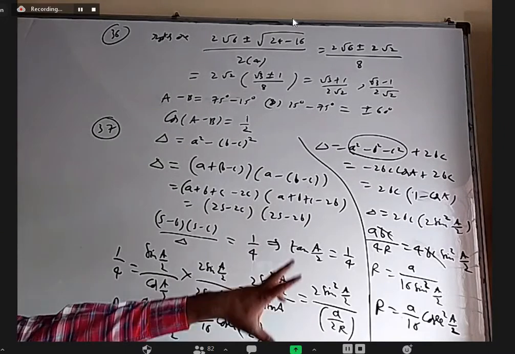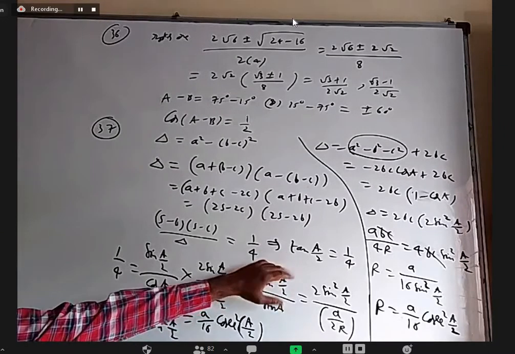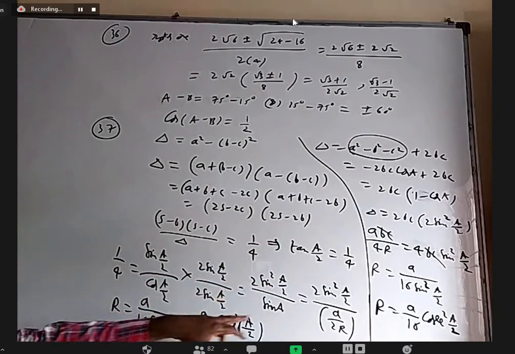Okay, so second method is better. First method we got tan A by 2, but we have to manipulate carefully to get what we want.